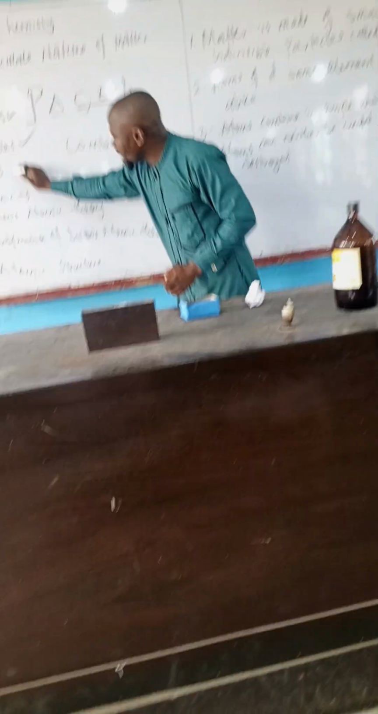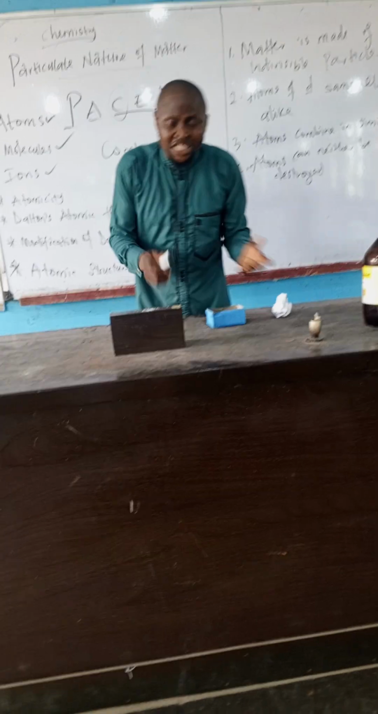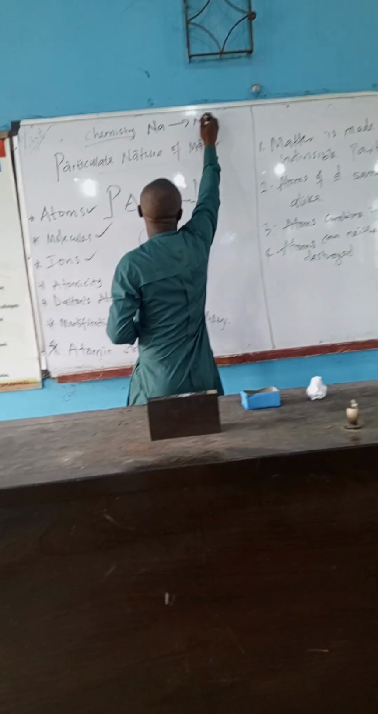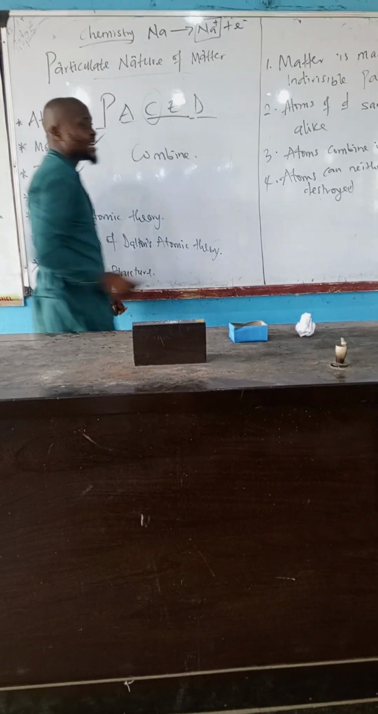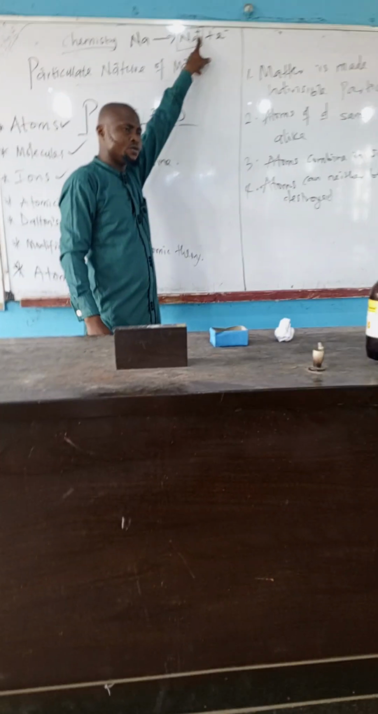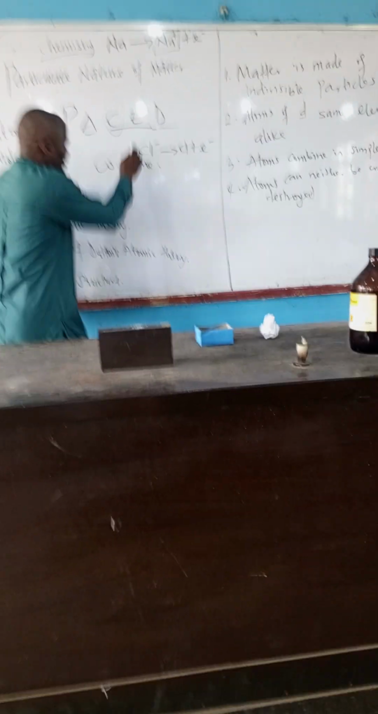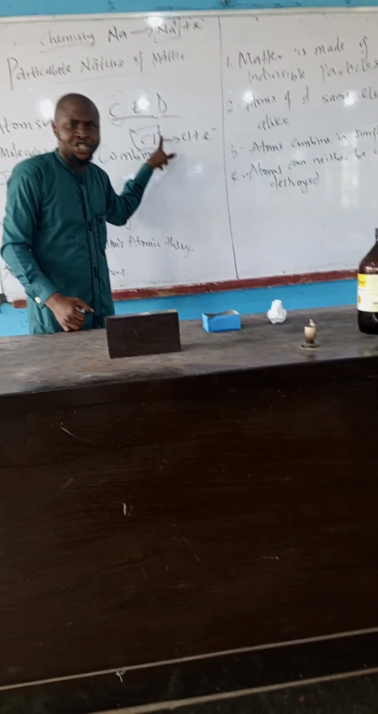Molecules, done. And then ions. Ions basically are charged particles: a charged atom or group of atoms. For instance, sodium gives Na+ plus e-. This is an ion because it is carrying charge. Cl- gives Cl plus e-. This is also an ion because it is carrying charge, either positive or negative.